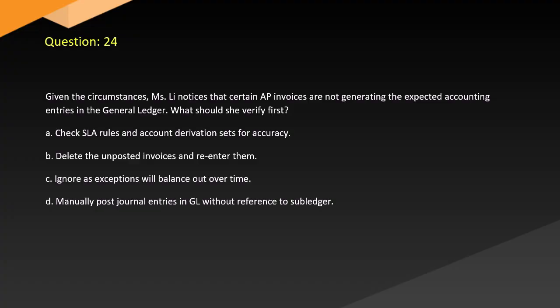Question 24. Given the circumstances, Ms. notices that certain AP invoices are not generating the expected accounting entries in the general ledger. What should she verify first? A. Check SLA rules and account derivation sets for accuracy. B. Delete the unposted invoices and re-enter them. C. Ignore as exceptions will balance out over time. D. Manually post journal entries in GL without reference to subledger.